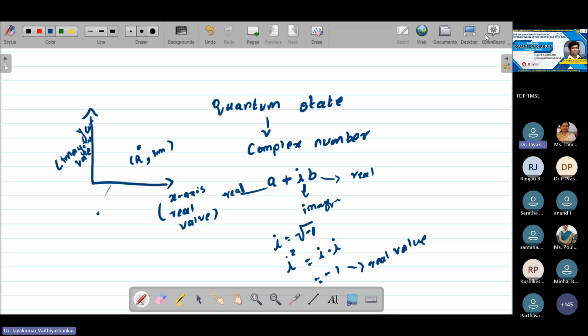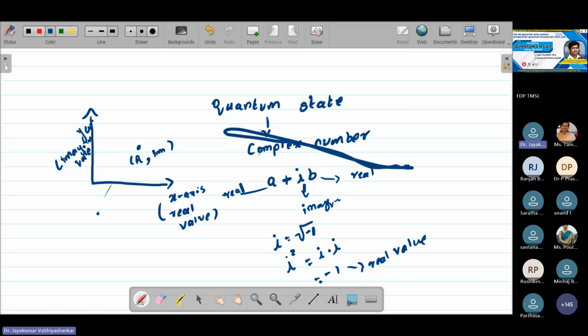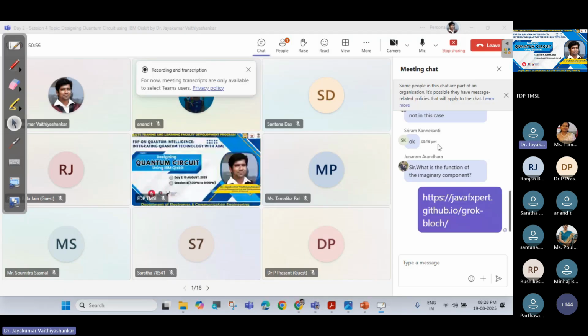I hope this helps you understand. If you want to represent any quantum state, you need to represent it in the form of a complex number. That is why we are using real and imaginary components. Is that clear?